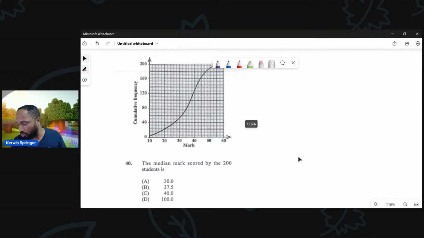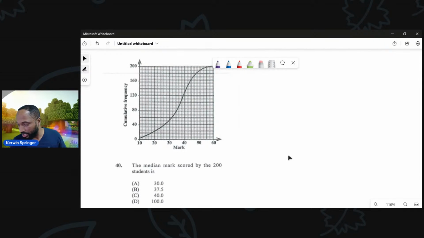The median mark scored by 200 students is the median. So the median will be half. Half of this is 100, so it goes there, come down, read off whatever, that is 37.5 something. Real good.